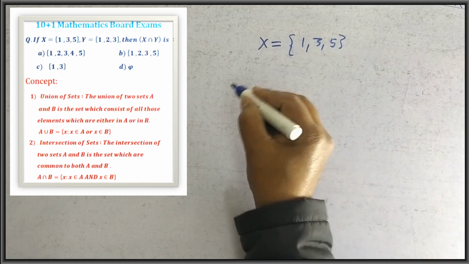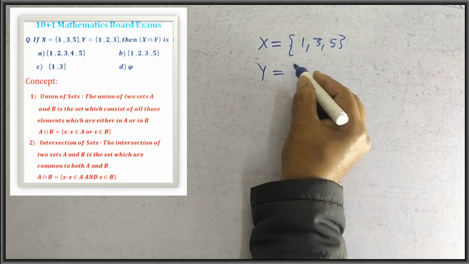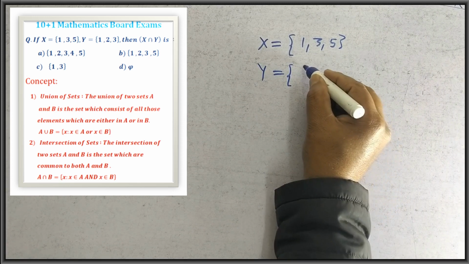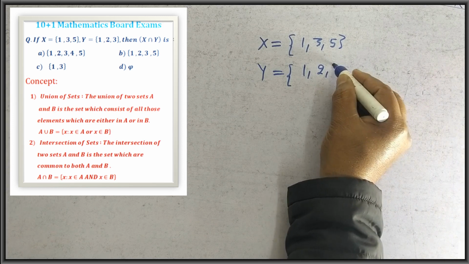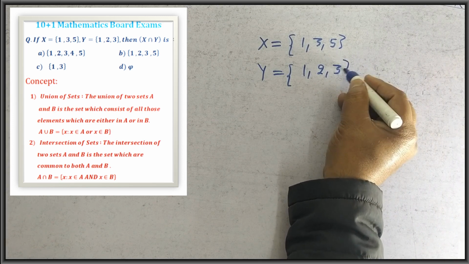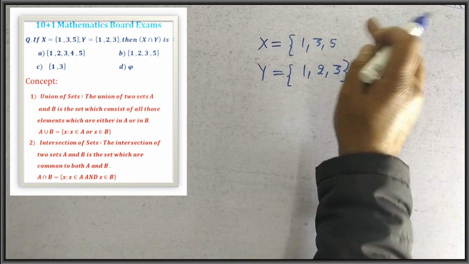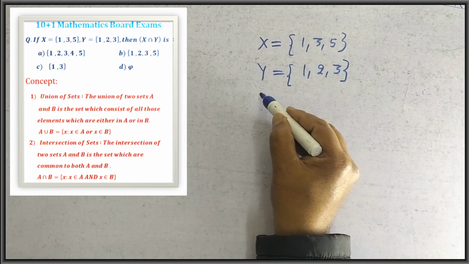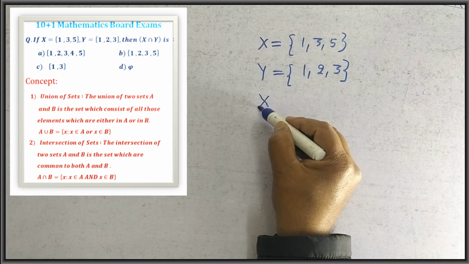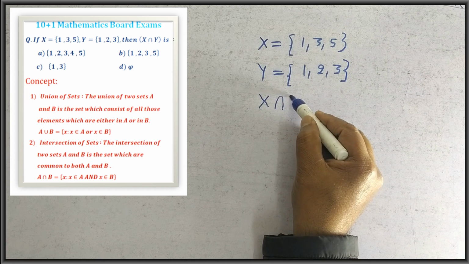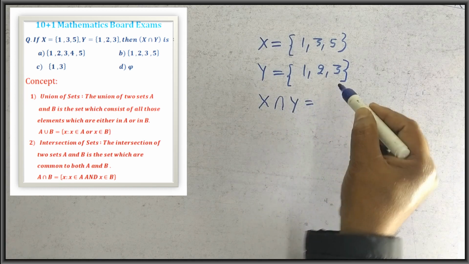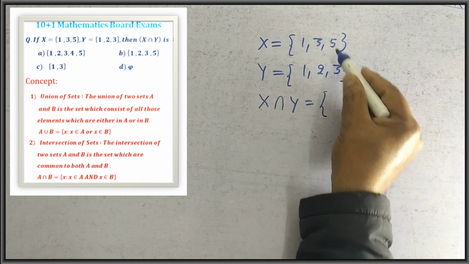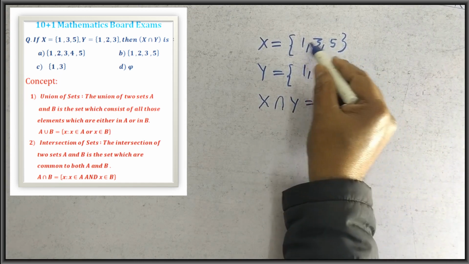So in this question, children, x is given, this is {1,3,5}, okay, and y is given, this is {1,2,3}, right? Okay, so this is given to you. Now he is saying then x intersection y. So children, x intersection y is {1,3}.